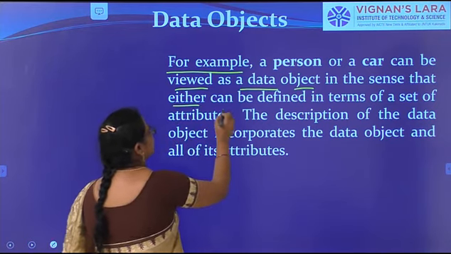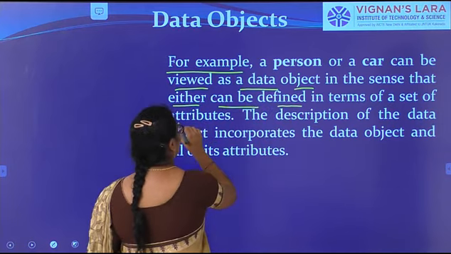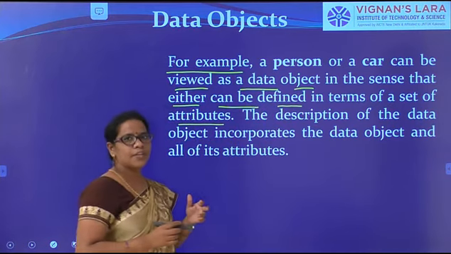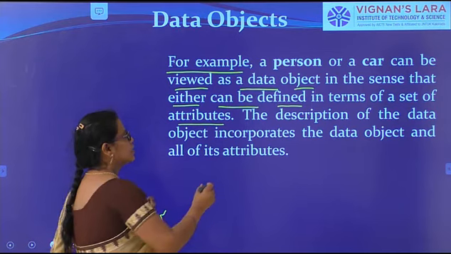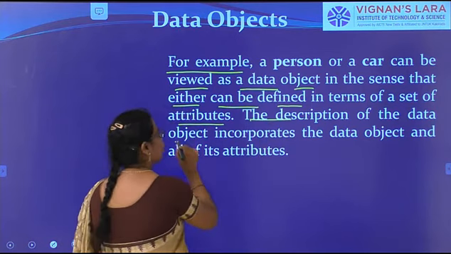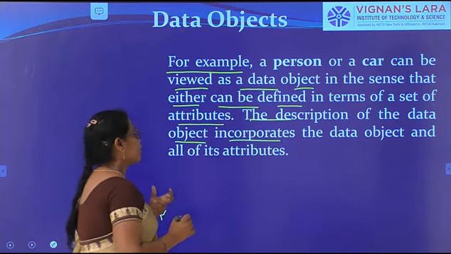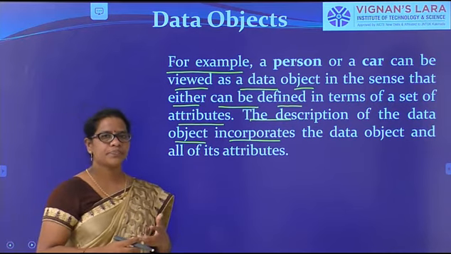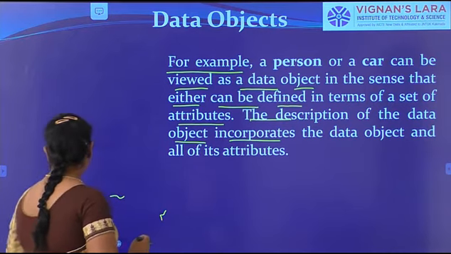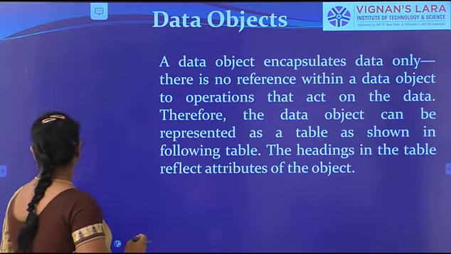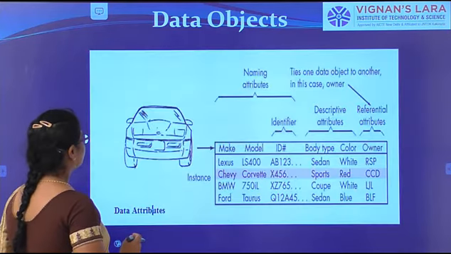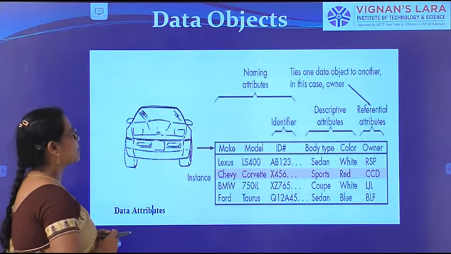The data can be defined in terms of a set of attributes. Attributes are nothing but some functions. So the description of the data object incorporates the data object and all of its attributes. Let us see that in a diagrammatic way. This is the diagrammatic way of the data object.